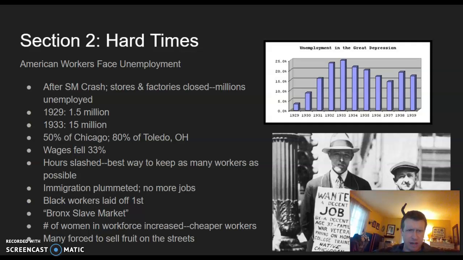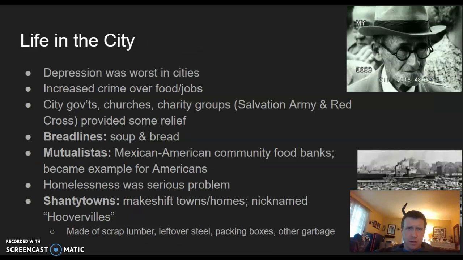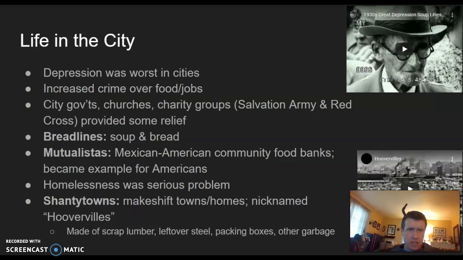Moving on to this section here, I'm not gonna talk about any of this because it's mostly just statistics. It talks about how hard it was to find a job during the Great Depression. As I said, tons of unemployment. This slide here talks about the issues of homelessness.